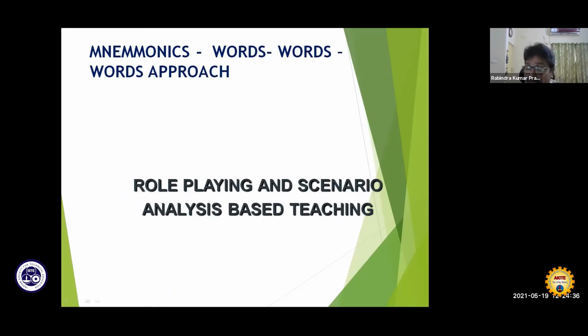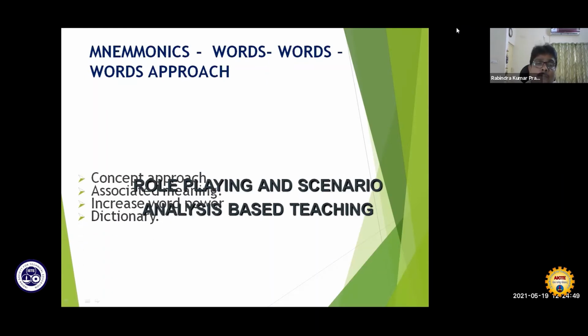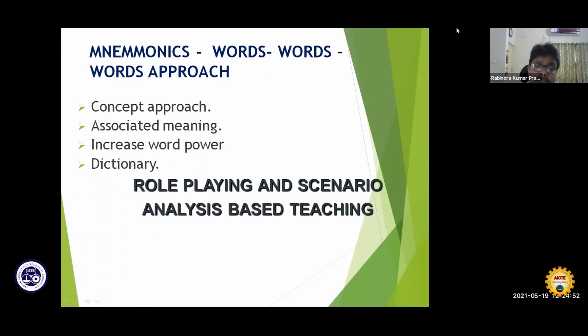So role play is nothing but asking the students to display certain behaviors that are required in certain situations. So what happens here? You can clarify the concept. You can convey the meaning of the concept and its associated meanings or its implications for other concepts. It increases word power, the vocabulary, et cetera, when you make use of various words and word approaches.